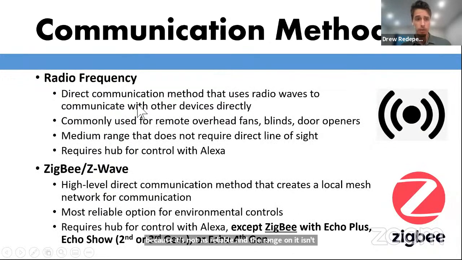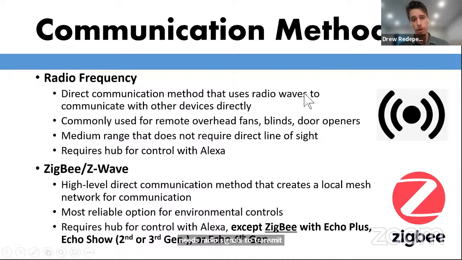Radio frequency is another communication method that's pretty common in homes. It's common in things like overhead fans. If you have a remote controlled fan in your home, it's probably radio frequency controlled. It's common in blinds. If you have remote control blinds, they're probably radio frequency controlled. And power door openers use radio frequency. Alexa itself can't communicate with radio frequency based devices directly, so you need some sort of intermediate hub to translate those Wi-Fi signals to control your radio frequency devices in your home. And we'll talk about some hubs later that can control your radio frequency based devices.